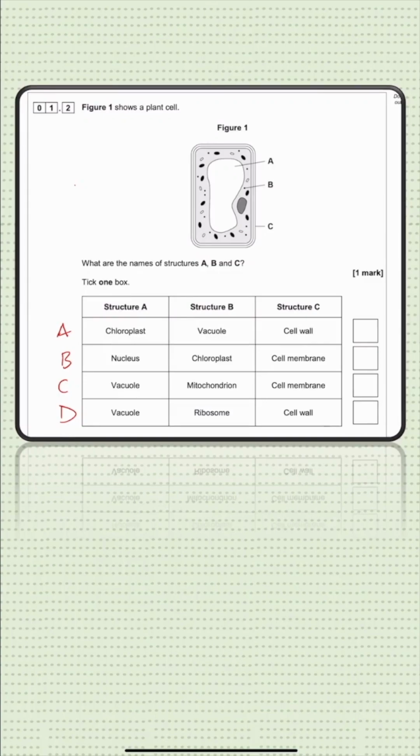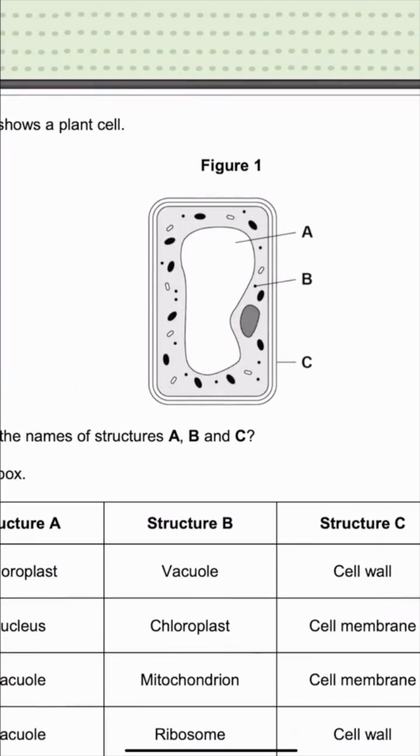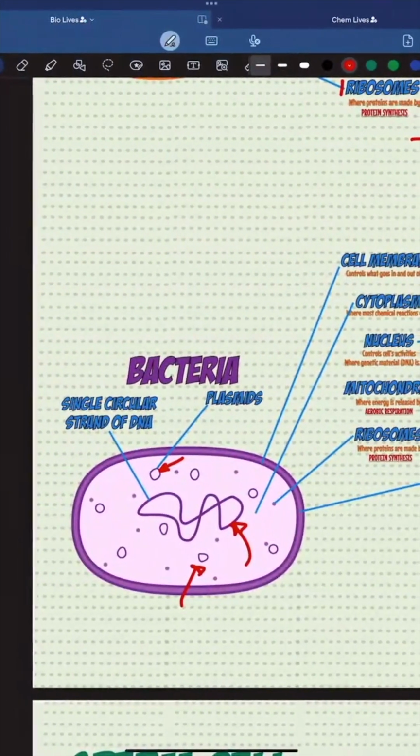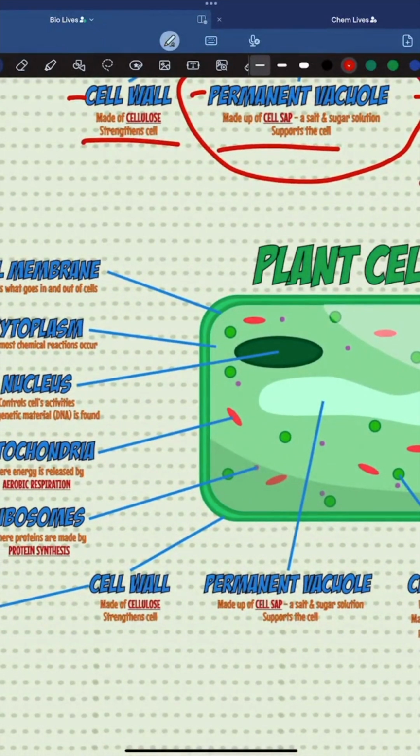So let's see. I think most people are saying C and D. Vacuole for A. So everyone agrees that vacuole is for A. So it's definitely one of these two. A is a vacuole. Cell membrane or cell wall. So is this a cell membrane or a cell wall for C? The outer part, let's look at our notes. The very outer part, as you can see here, is a cell wall. The inner section is the cell membrane.